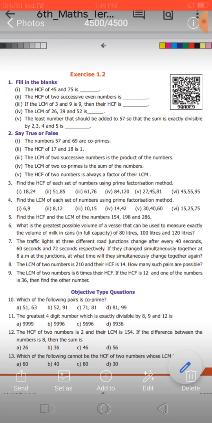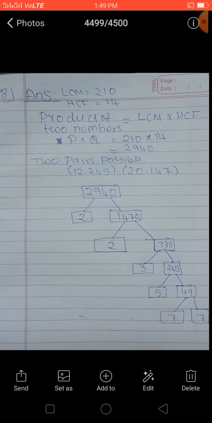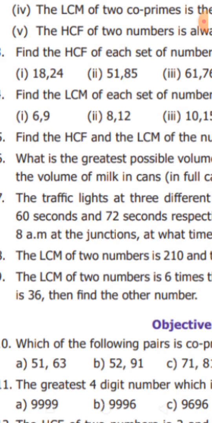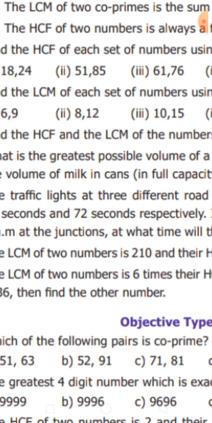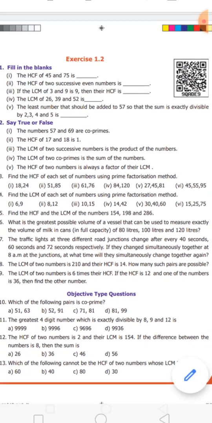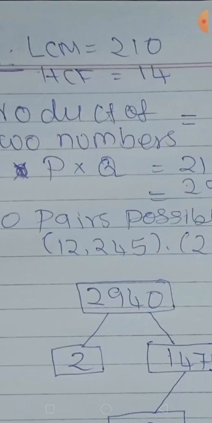Now the eighth one. The LCM of two numbers is 210 and their HCF is 14. How many such pairs are possible? Okay, what is the question? Given the LCM value: the LCM of two numbers is 210. So the LCM value is 210, and the HCF value is 14.